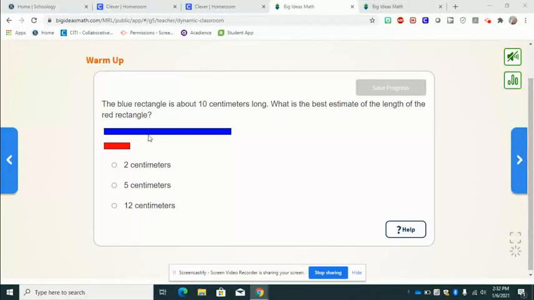So we know that the blue rectangle is about 10 centimeters long, and we have to find out what is the best estimate for the length of this red rectangle. Well, if we look at the blue one and we look at it halfway, we know that half of 10 would be 5. So half of it would be 5 centimeters long. And this one is smaller than 5 centimeters. So the red rectangle is about 2 centimeters long.